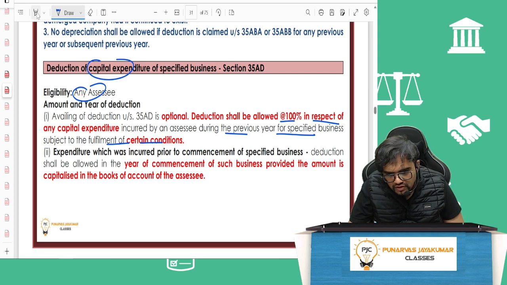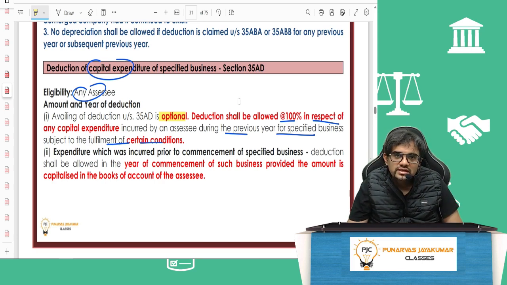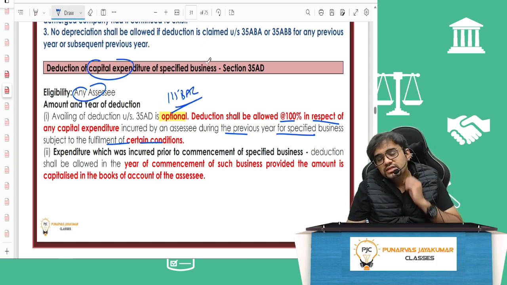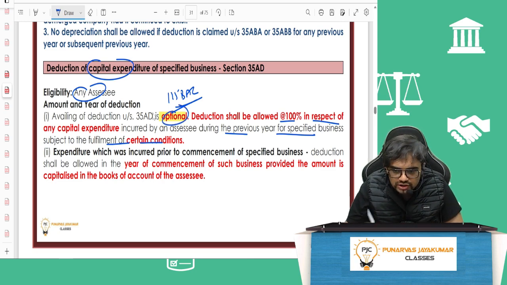Mind you, availing of deduction under 35AD is optional. It is not mandatory. So if you don't want to do that, no problem. Because if you opt for 35AD, then you will not get depreciation under section 32. So if you would rather claim depreciation, etc., and go with a reduced tax rate under 115BAA and 115BAB, then there is no need for you to go under 35AD. Hence, it is optional.